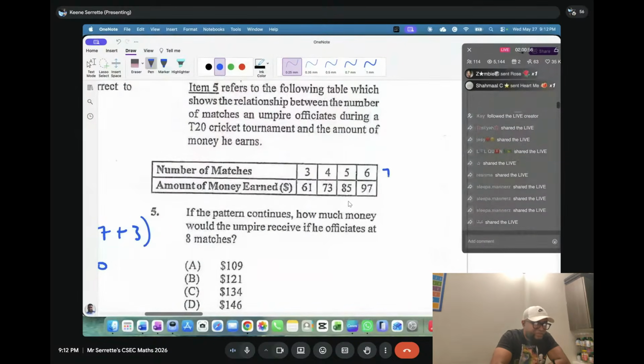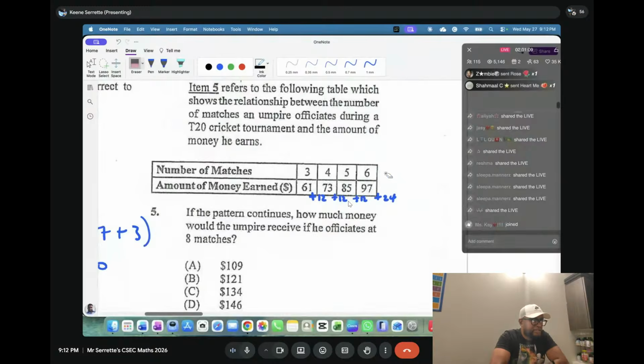So what will be 7? What are you going to add here? Plus what? Plus 12 here also? Plus 12, so like plus 24. What do you get when you add 24? 121. Done.